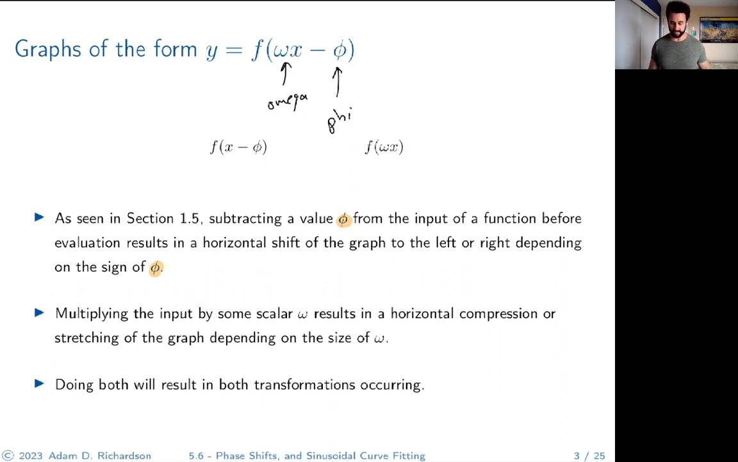So remember also from section 1.5, if you multiply the input by some scalar omega, that results in a horizontal compression or a stretching, depending on the size of omega. And if you do both of these things, if you have this factor omega and this shift phi, then both transformations will occur. You'll get a horizontal compression or a stretch, and a horizontal shifting, left or right.